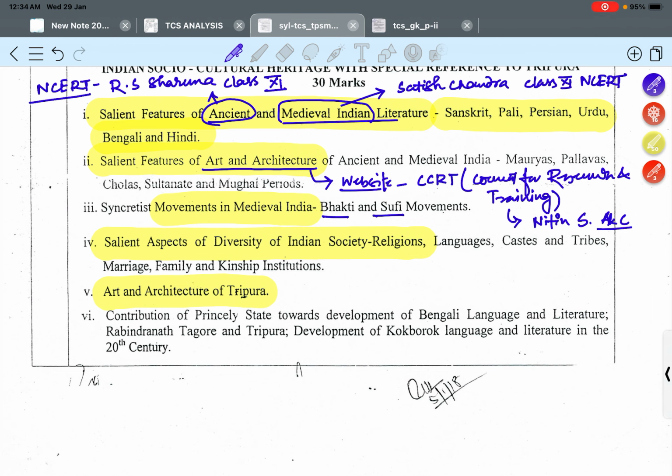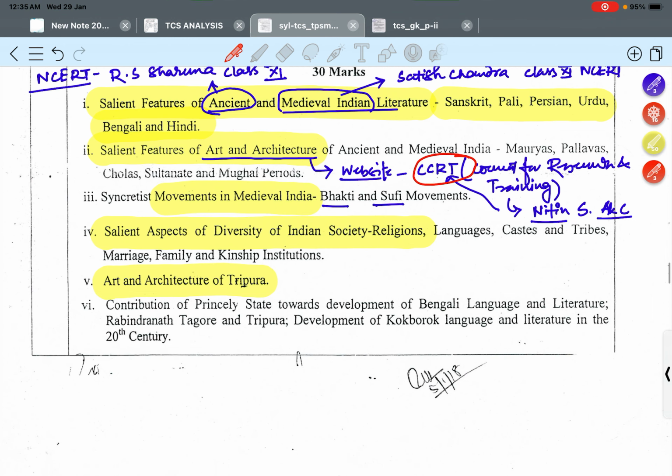Okay, you can also go to this, but this is a secondary source. I will recommend you to directly go to the CCRT website. From there you can make notes, that will be more than enough. So in this way, India level everything will be covered by these two NCERT books and the CCRT website.